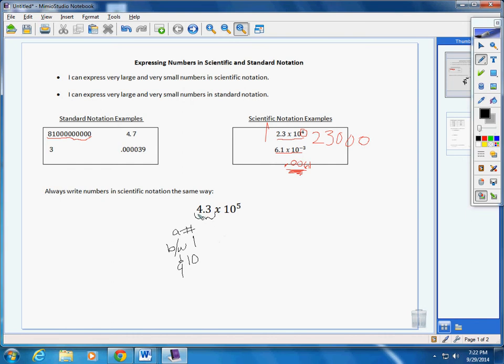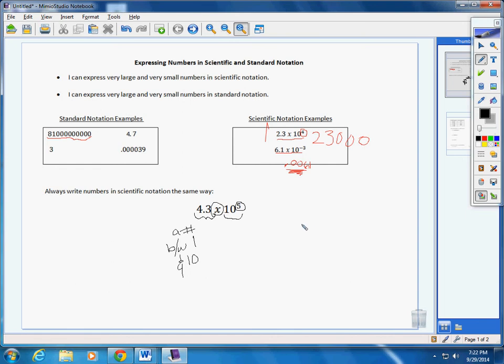So your number is always going to be a number between 1 and 10, and then you're always going to multiply it, that's this times symbol right here, by a power of 10. In this case, it's 10 to the 5th power. So 4.3 times 10 to the 5th is a number written in scientific notation, which if you expanded it, would be a much larger number because our exponent is positive. So you're going to move the decimal point to the right 5 spots. I'll show you a little more about that in a second.